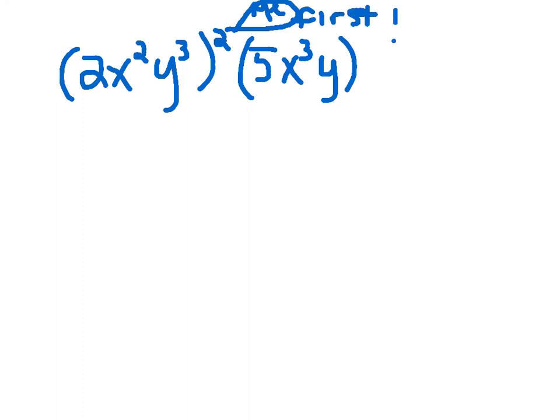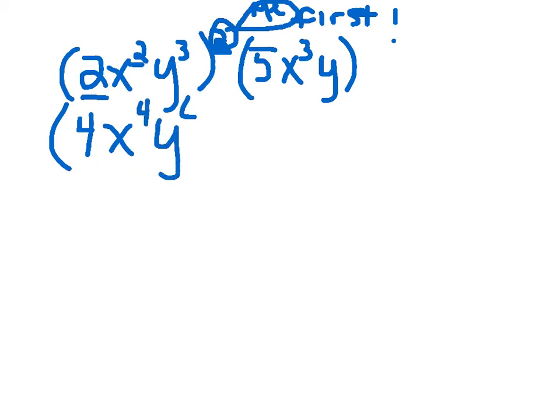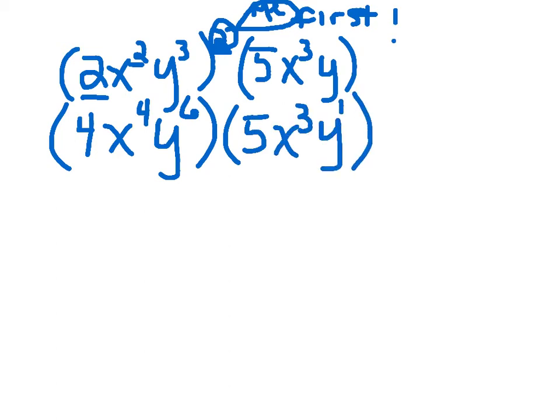Because in PEMDAS, we do exponents before multiplication. So, I raise 2 to the second power, giving me 4. I multiply each of the exponents by the power, so that becomes x to the fourth, y to the sixth. And now I'm left with a multiplication problem. So hopefully you remember that when I'm multiplying, I multiply my coefficients and I add my exponents of the common bases: 20x to the seventh, y to the seventh.